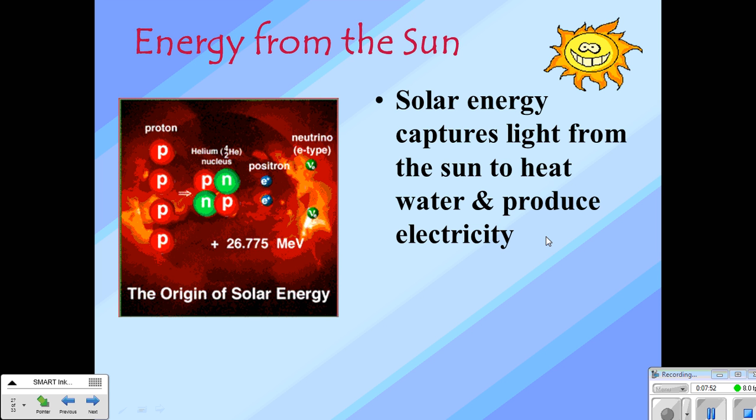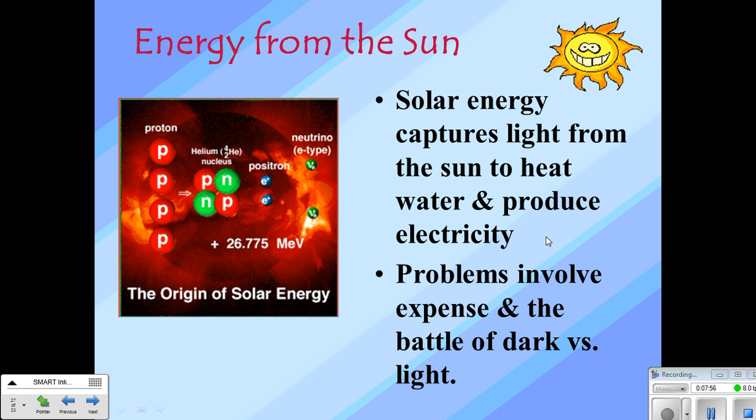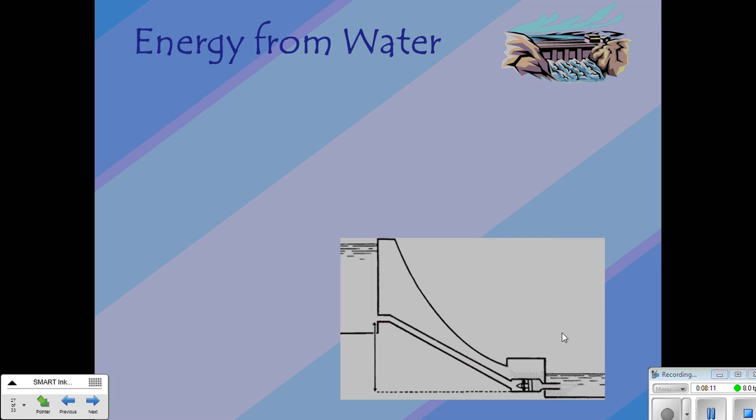Solar energy captures light from the sun to heat water and produce electricity. The problems that are involved with this is the fact that it's very expensive to install all of these solar panels. And of course, what are you going to do at night when it's dark outside? You can't use solar energy at that point, only on sunny days.